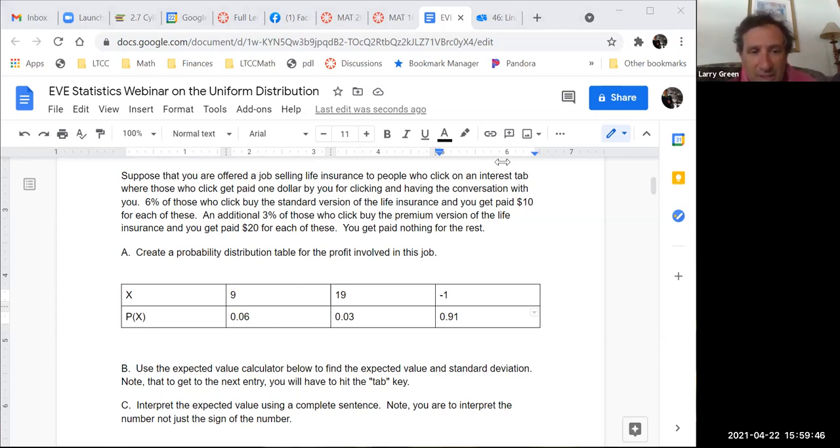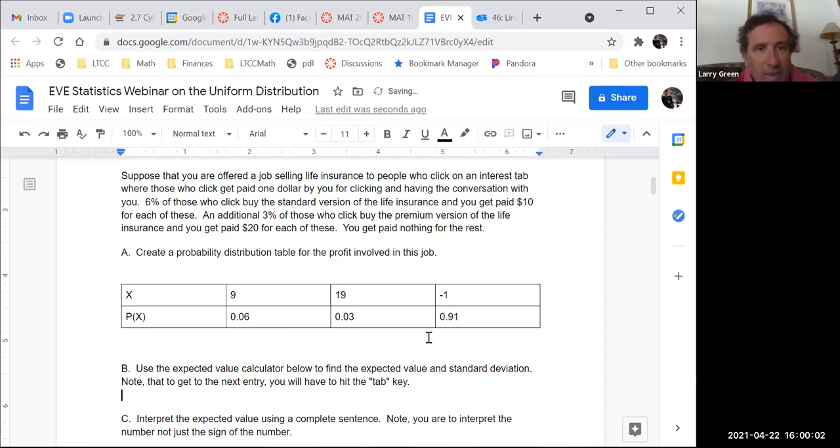Okay, so the next part is use the expected value calculator below to find the expected value and the standard deviation. So let's do that. In particular, let me just write this down so I remember. We have 9, 19, -1. We have 0.06, 0.03, and 0.91. Okay, so those are our X's and our P of X's.